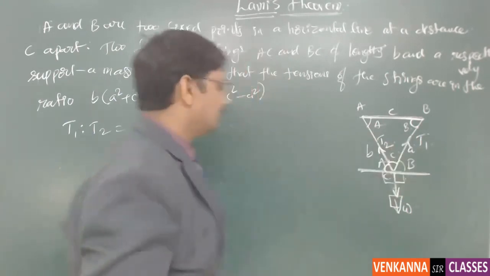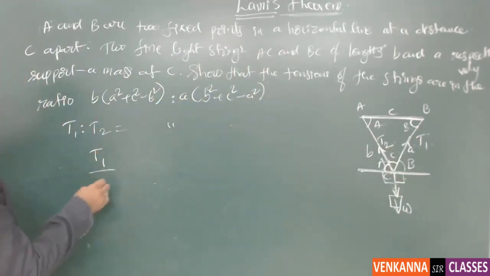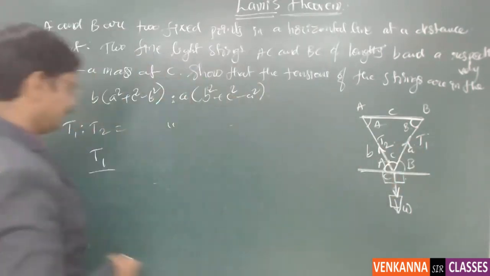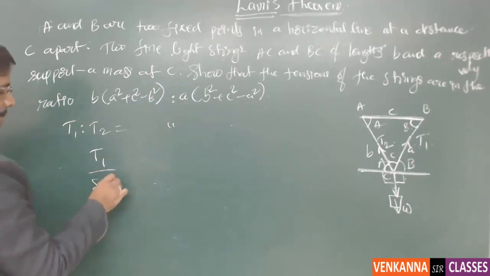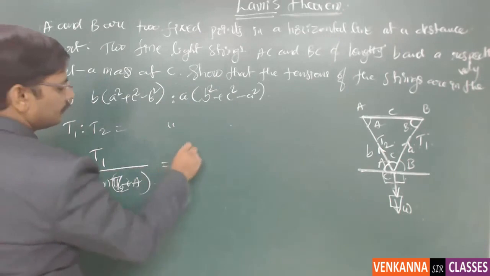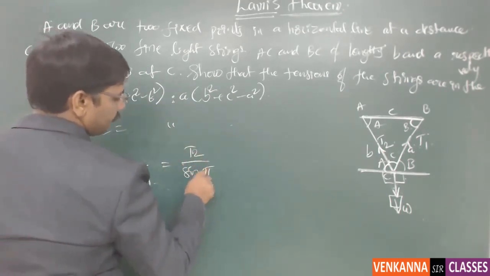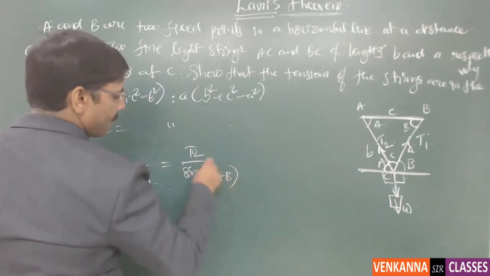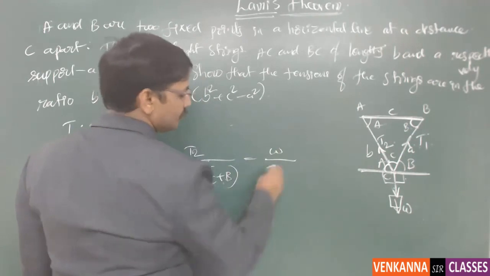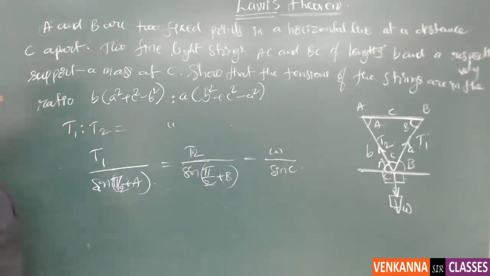Apply Lami's theorem on this. T1 by sine of 90 plus A is equal to T2 by sine of 90 plus B, and the same thing, W by sine C. So this is Lami's theorem. Sine of 90 plus theta is cos theta.